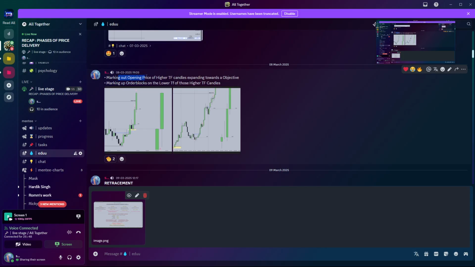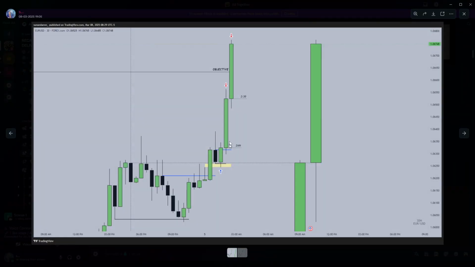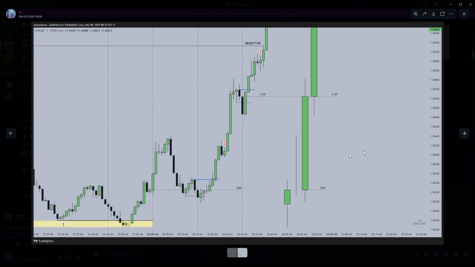This is my model, basically catching high time frame candles' OHLC using low time frame MMXM. High time frame candles, 2 a.m., 2:30, expanding towards a draw, framing low time frame MMXM. 2 a.m. open low, lows will reject price higher in a bullish order flow, right? Using low as a POI. Relevant opposing candles will support price higher.